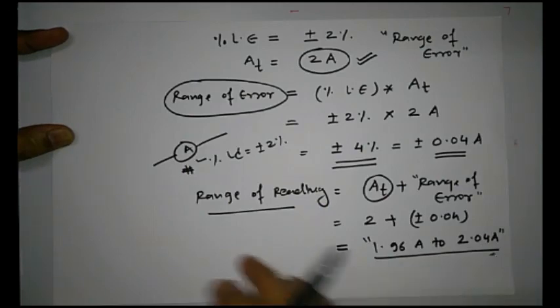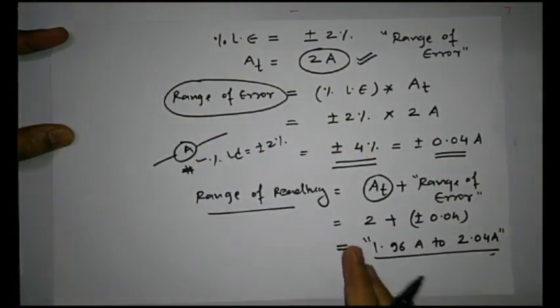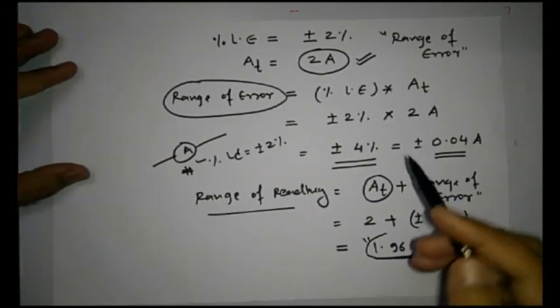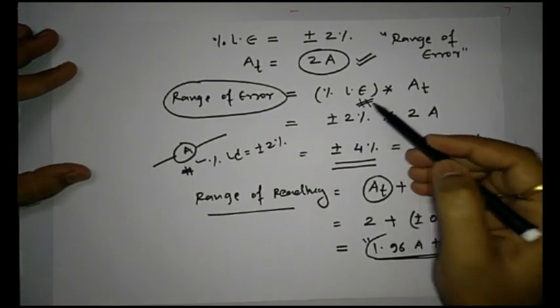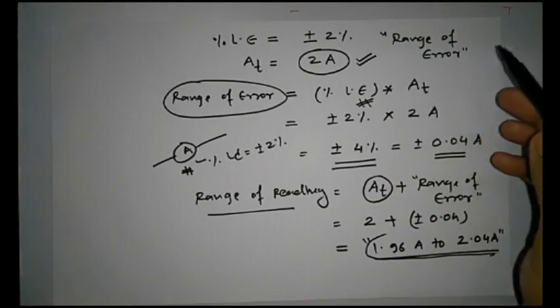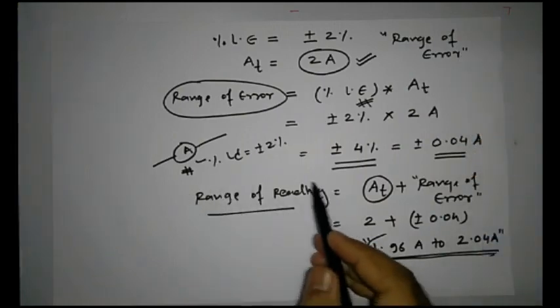But the thing is that if we use this ammeter to measure the current flowing through the circuit, the reading of the ammeter should always be in this range, that is from 1.96 ampere to 2.04 ampere. So this is the importance of limiting error. With the help of limiting error, we are in a position to define the range of error, and once we know the value of range of error, we are in a position to determine the range of reading.